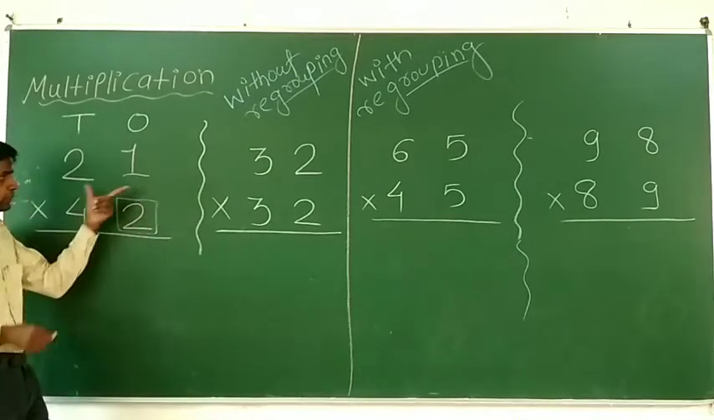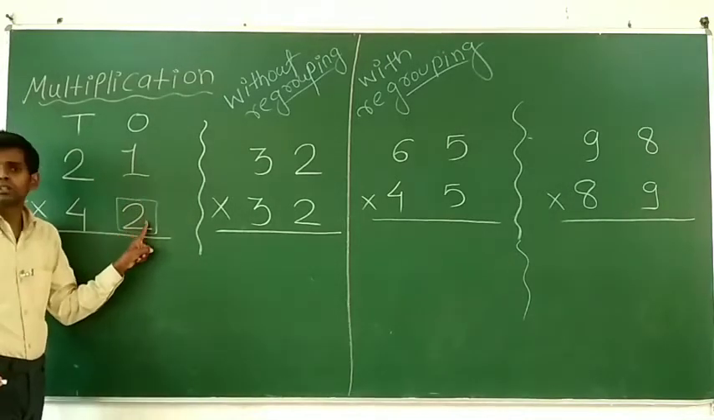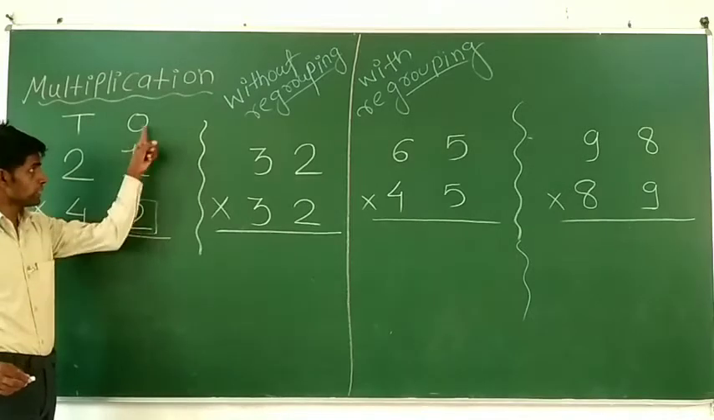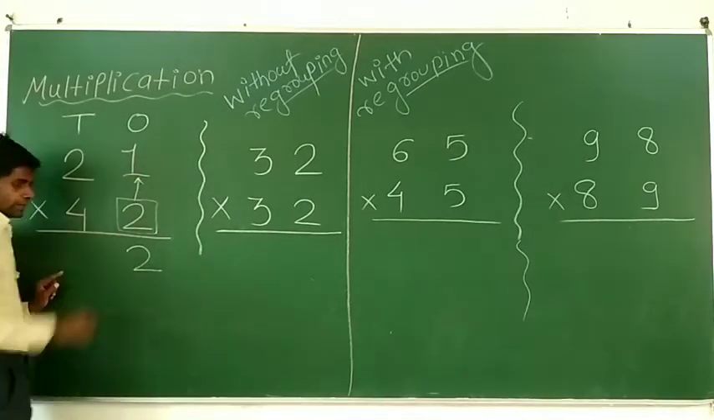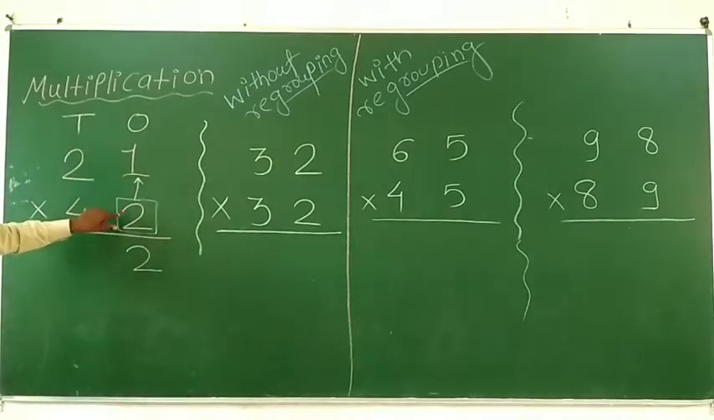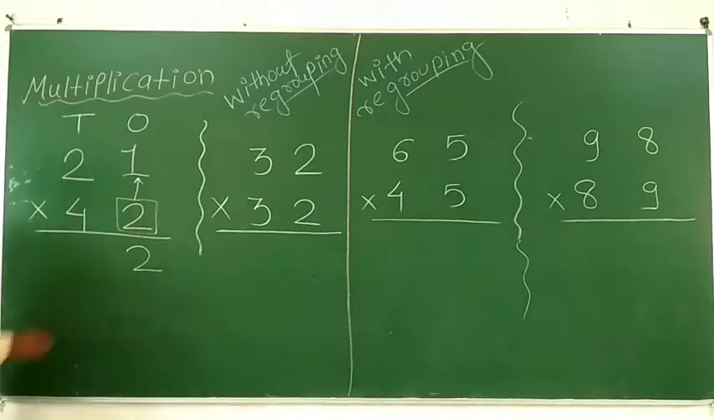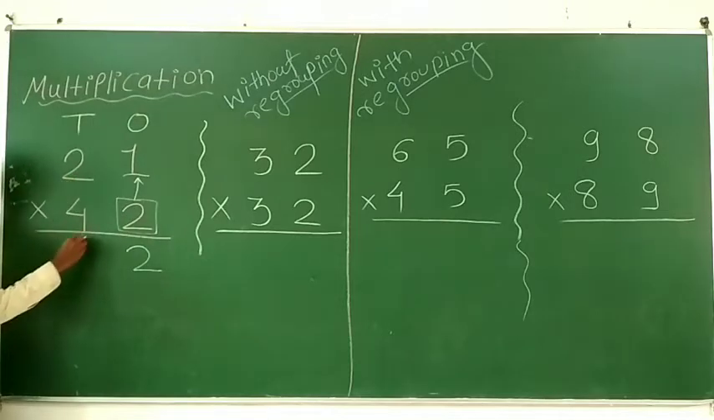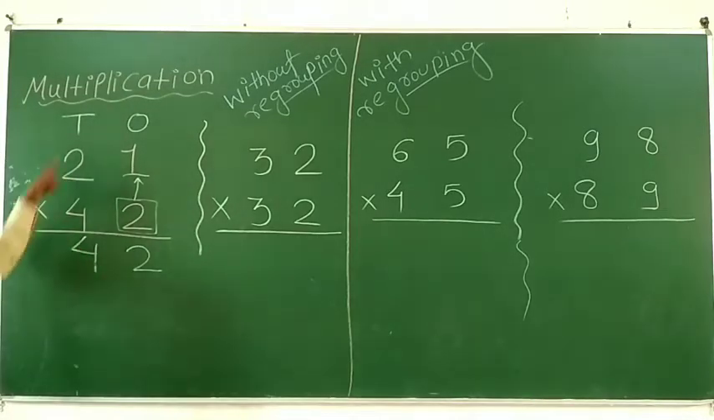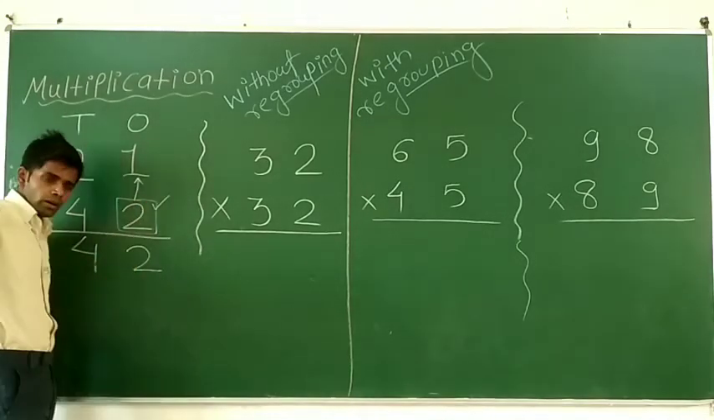Now first of all we will multiply 21 by this 2. The 2 is present on the ones place, so 2 ones are 2, and we will write 2 here. Then we will multiply this 2 with the 2 tens: 2 twos are 4, so 2 times 10 gives 4 tens. We will write 4 at the tens place. So the multiplication by this 2 is completed.